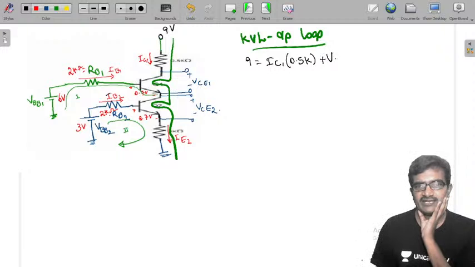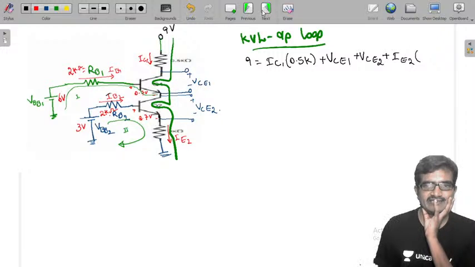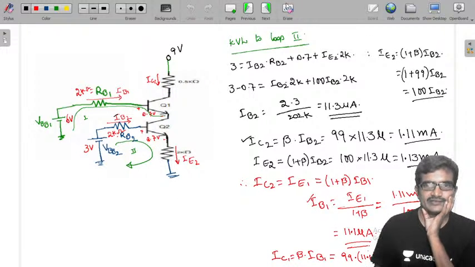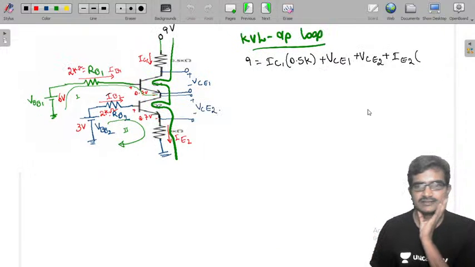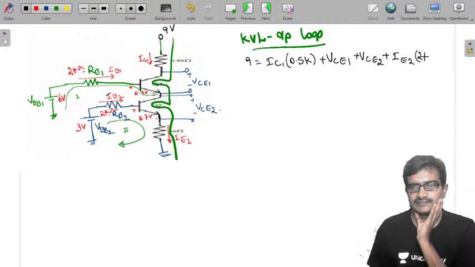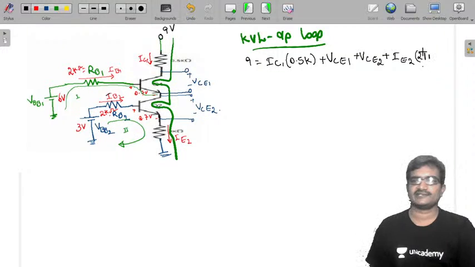Plus VCE1 plus VCE2 plus IE2 into, and that resistance is 2 kilo ohms. Okay, that is 2 kilo ohms.